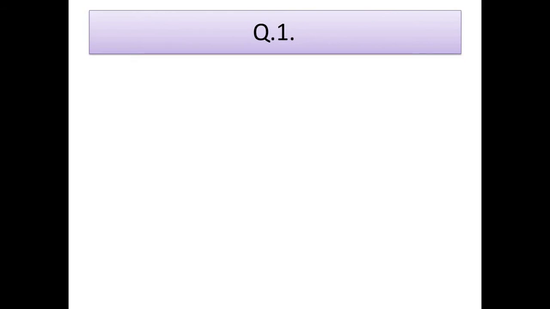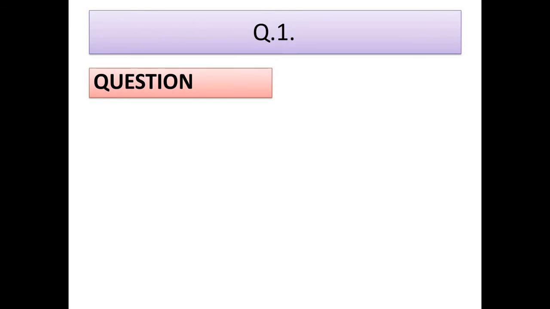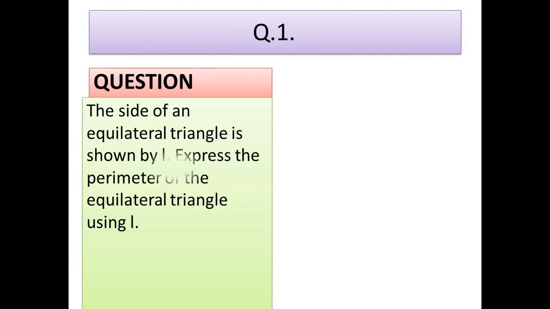Question number 1. The question is, the sides of an equilateral triangle is shown by L. Express the perimeter of the equilateral triangle using L. What do you mean by an equilateral triangle? The equilateral triangle is a triangle whose all sides are equal. This you have already learned in the chapter Understanding Elementary Shapes.